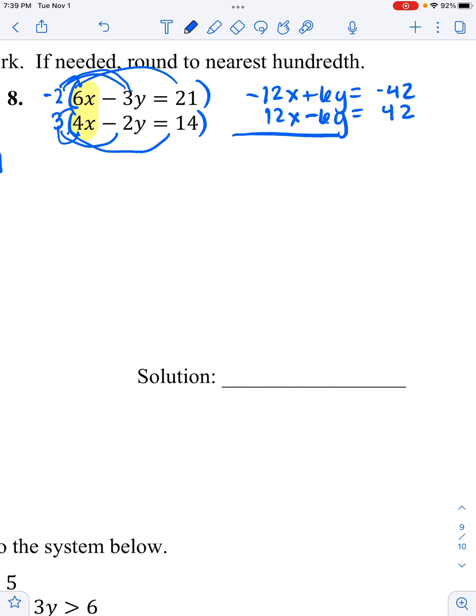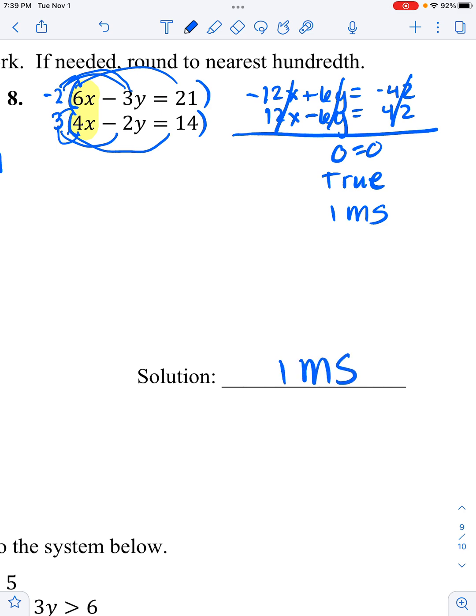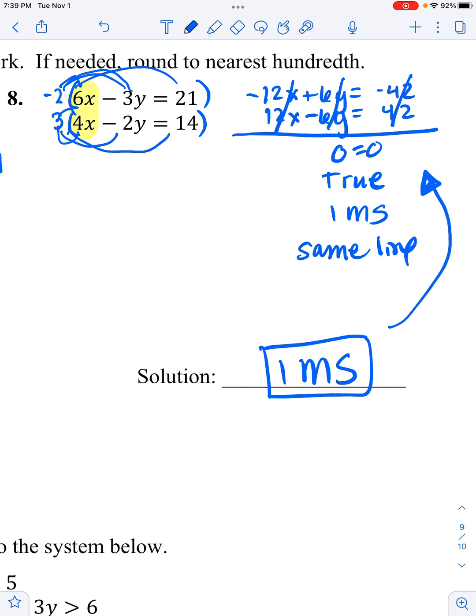Ooh, you can see what's going to happen here. When you combine, this eliminates and this eliminates, everything is gone. So everything is gone on the right. That statement is always true. So that means there are infinitely many solutions. It's not no solution. They have every single point in common. If I were to graph them, they would have been the same line. So then this is what you put as your answer, and you have the work to support it.